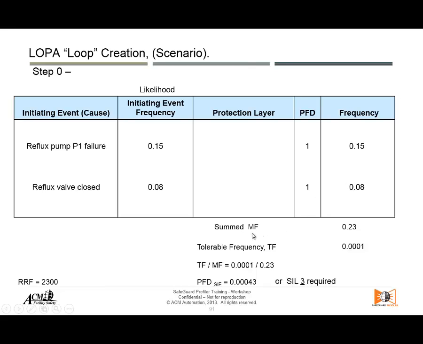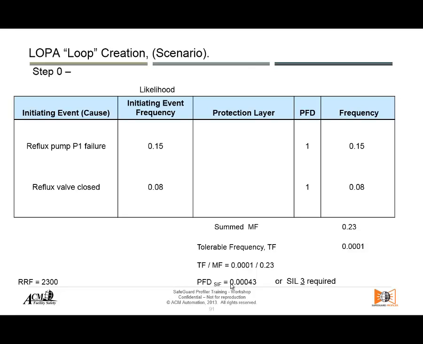So we have our unmitigated frequency. That's because there's no mitigation at the moment, but after we put the safeguard, we'll call it our mitigated frequency. It is the addition of the two. So I have TF, what I can tolerate, divided by MF, and that will give me a value. That value is, if we were to put only one safeguard, like a safety instrumented function, what would be its required risk reduction? What would be its required probability of failure?